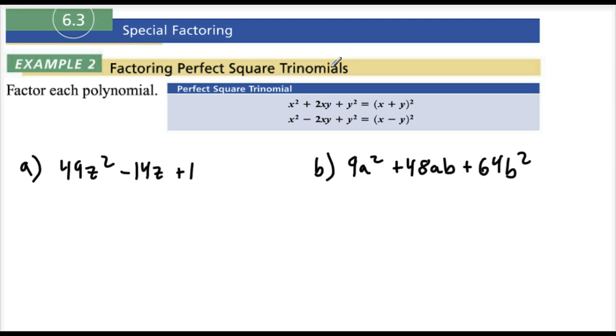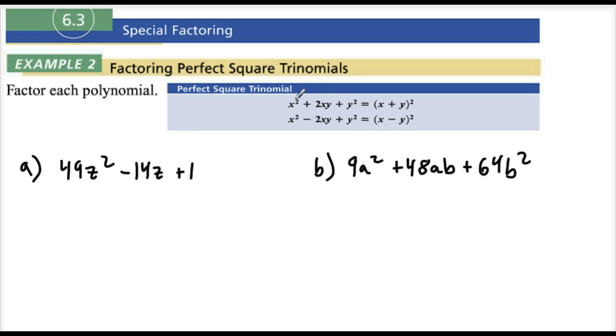Factoring perfect square trinomials. All right, so check this out here. We're going to be factoring a special type of trinomial, and it has a very curious pattern. If you have a trinomial, which means that you have three terms, 1, 2, 3, 1, 2, 3, so both of these are trinomials.